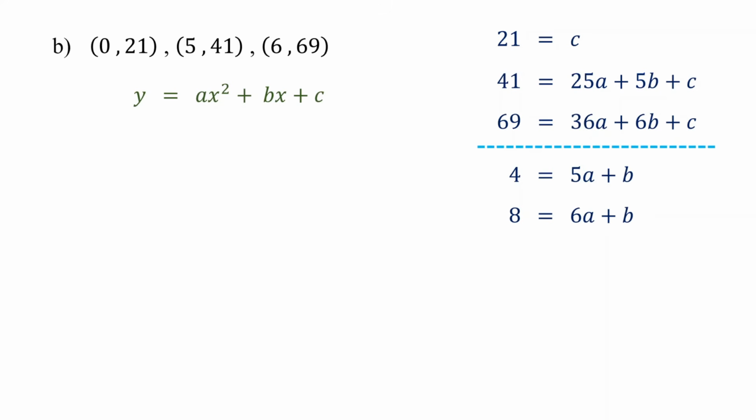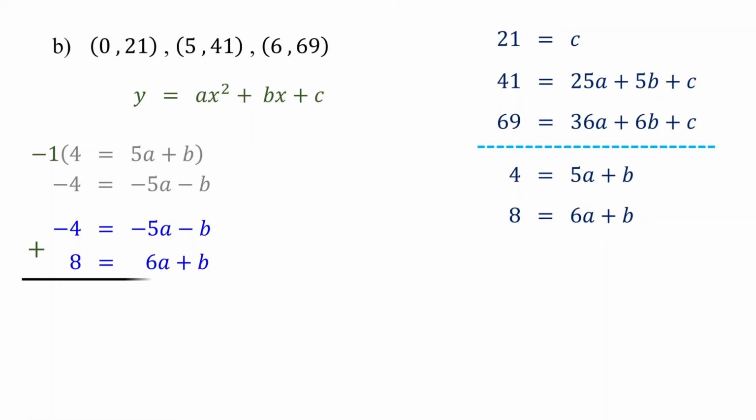But first, you need to make the coefficients opposites by multiplying one of the equations by -1. Let's multiply the first equation. Now, add this modified equation to the second equation. The b terms cancel out, and you find that a equals 4.